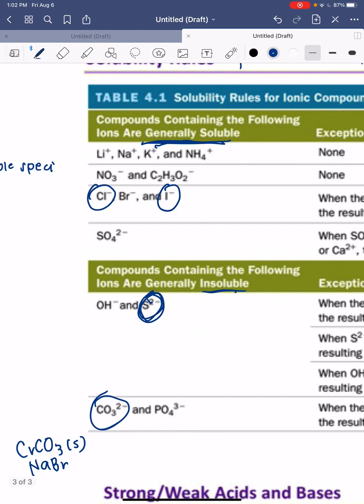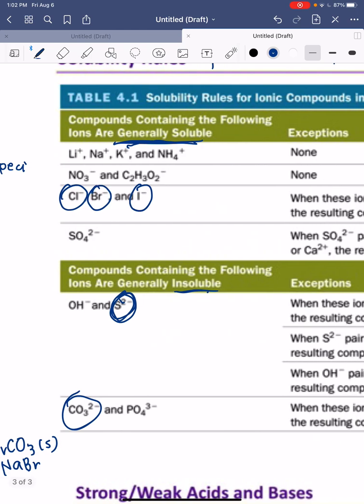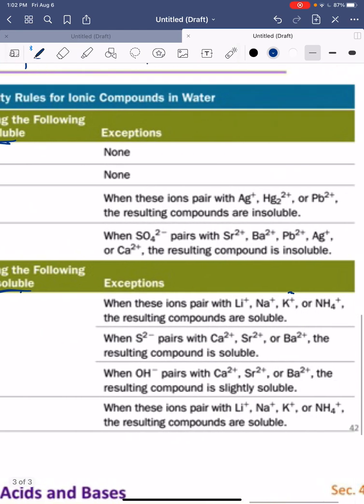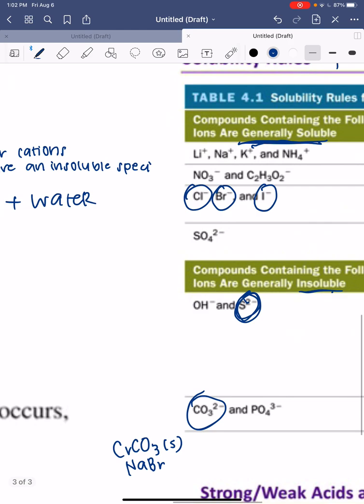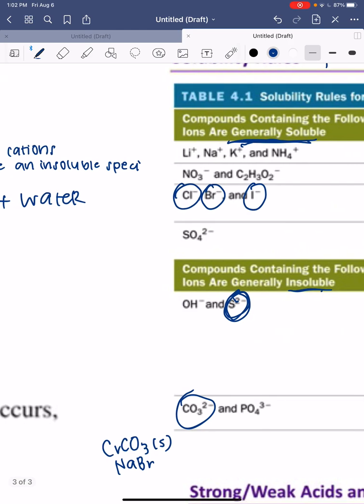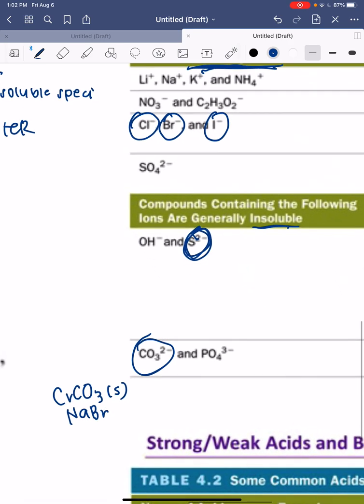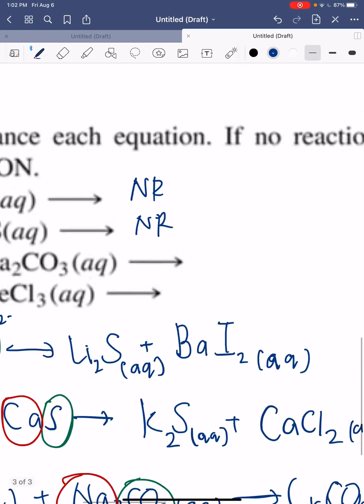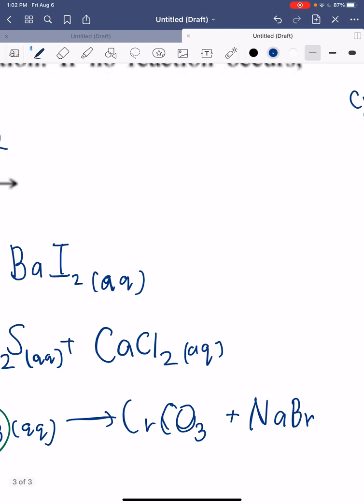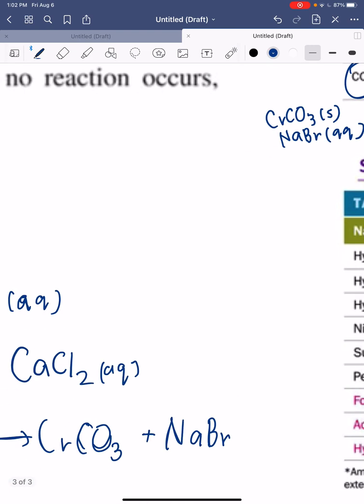Sodium bromide. If we look at bromide, Br minus here, we see it's pretty much always soluble. There's some exceptions, and the exceptions are silver, mercury, and lead. Since sodium doesn't fit under that, it's by default going to be soluble. Our products formed here, this is going to be solid. And this is going to be AQ.